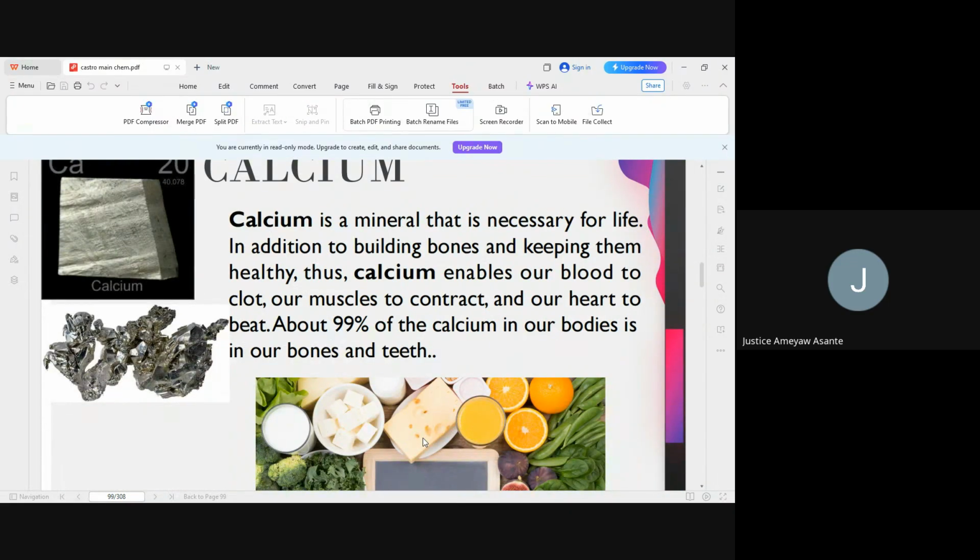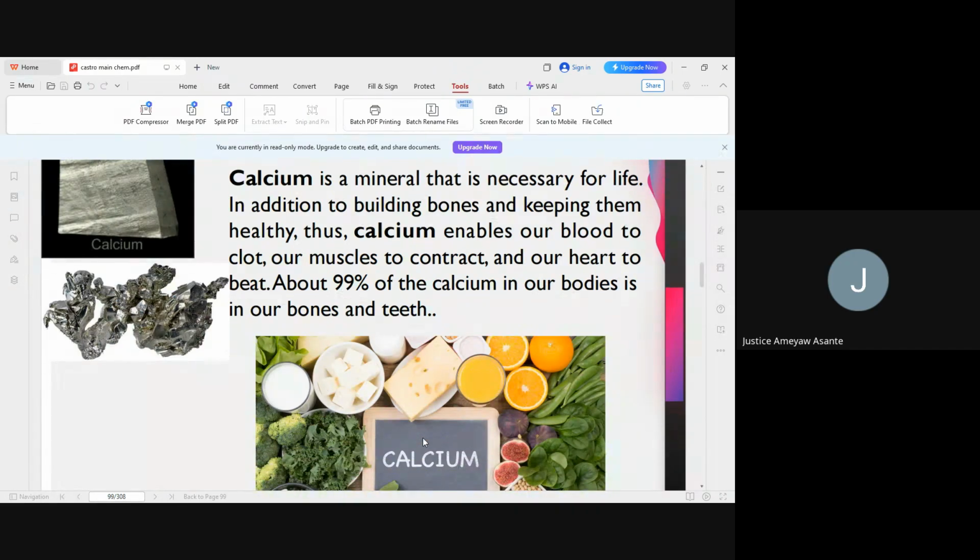So calcium. Calcium is a mineral that is necessary for life. In addition, what is the importance of calcium? It builds our bones, building of bones and keeping them healthy. Calcium enables the blood to clot, our muscles to contract, and our heart to beat. About 99% of the calcium in our bodies is in our bones and teeth. So we now know how important calcium is in our body.